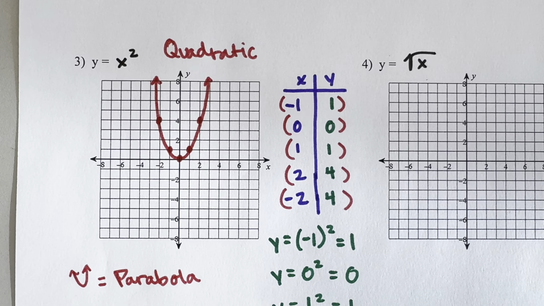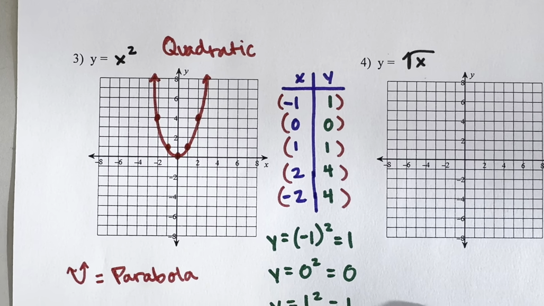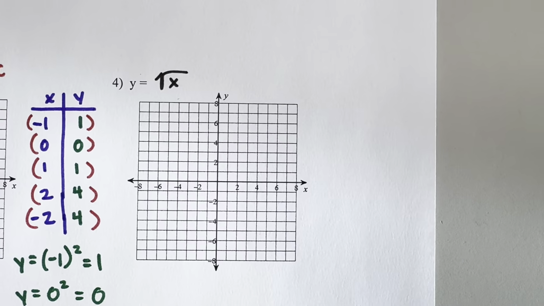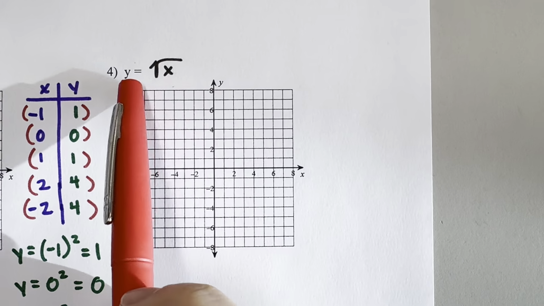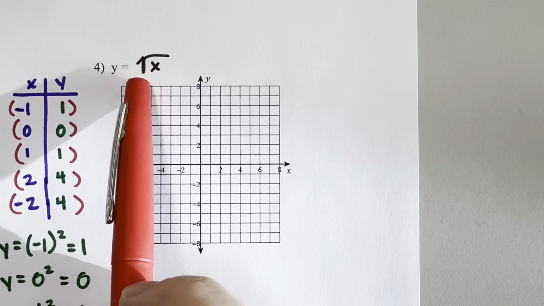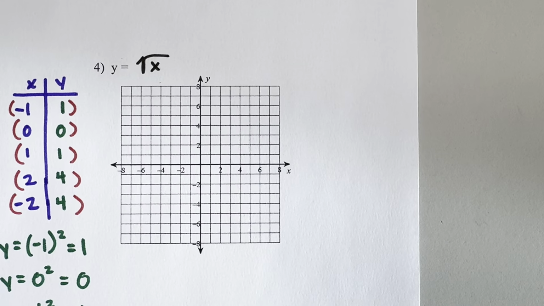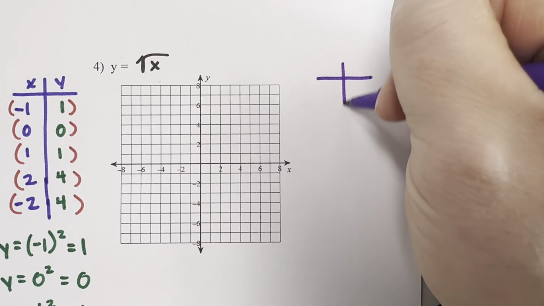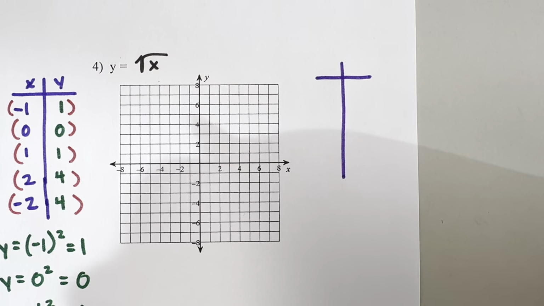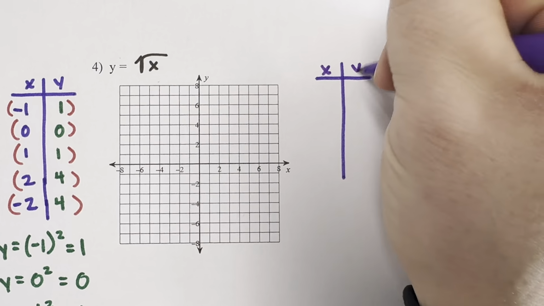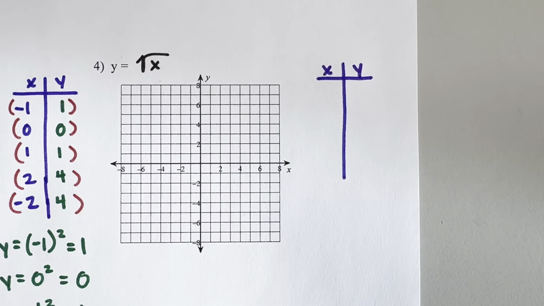Beautiful. Okay, let's go to our next one. Alrighty. Okay, so now my new function is y equals the square root of x. Okay, so same thing. Let's get our t-chart. Notice, like I said, it's working for every single function. Use a t-chart, plug things in, see what you get.